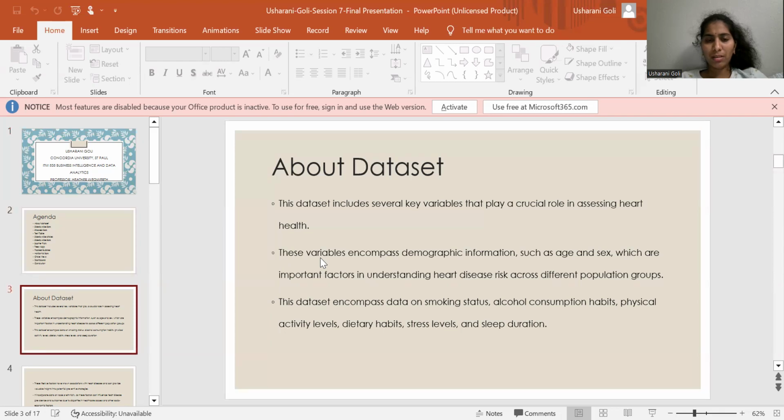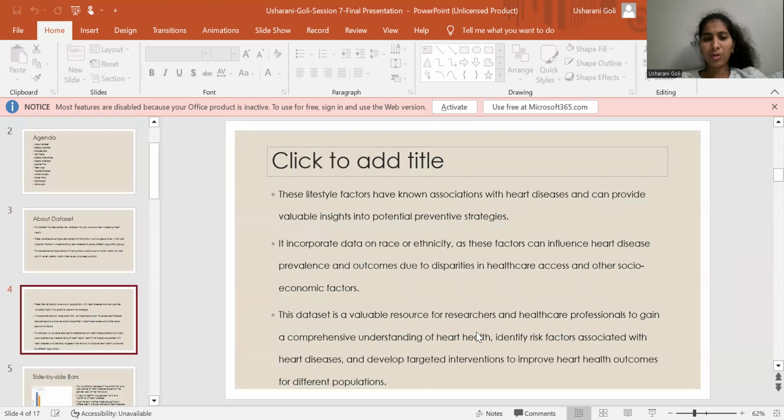And about the data set, it includes several key variables that play a crucial role in assessing heart health. These variables encompass demographic information such as age and sex, which are important factors in understanding heart disease risk across different population groups. This data set encompasses data on smoking status, alcohol consumption habits, physical activity levels, dietary habits, stress level, and sleep duration. These lifestyle factors have known associations with heart diseases and can provide valuable insights into potential preventive strategies.